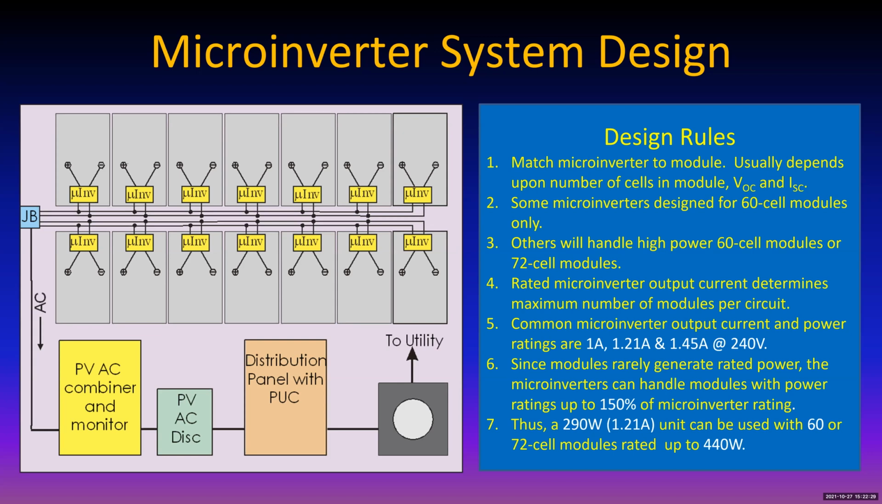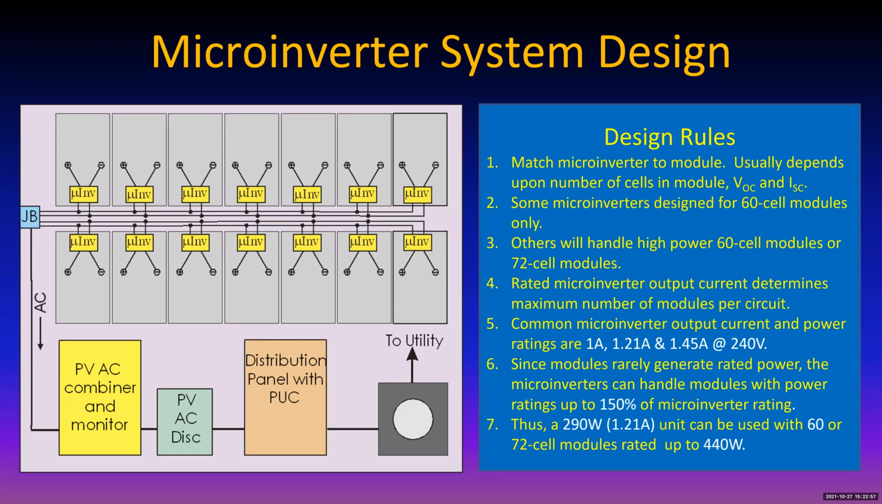They're different from the installation manual, but somebody also at some point needs to read the installation manual. But in any case, you have to match the microinverter to the module. And usually that means that the number of cells in the module, including the open circuit voltage and short circuit current, needs to match up with the input characteristics of the microinverter.